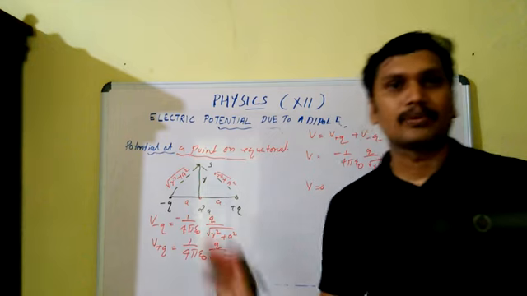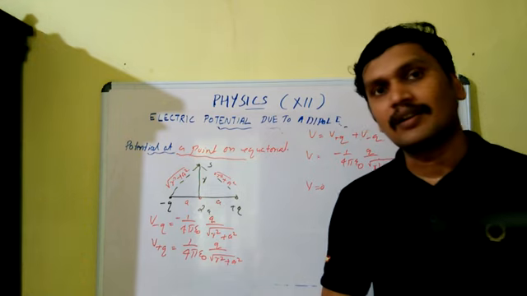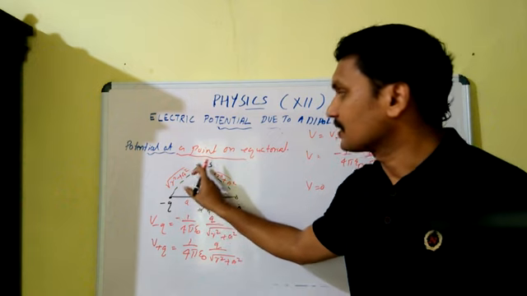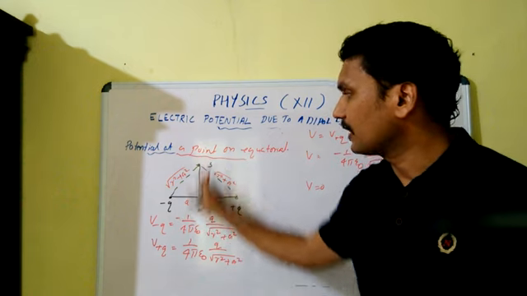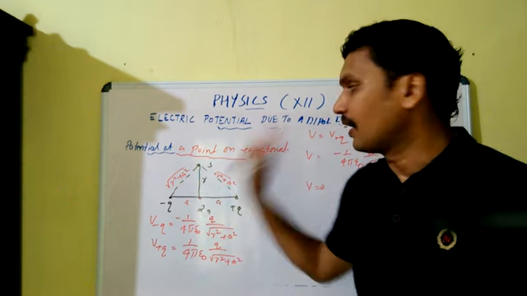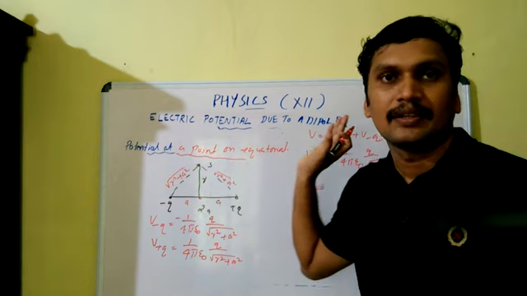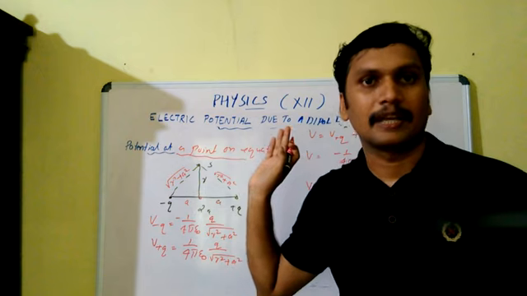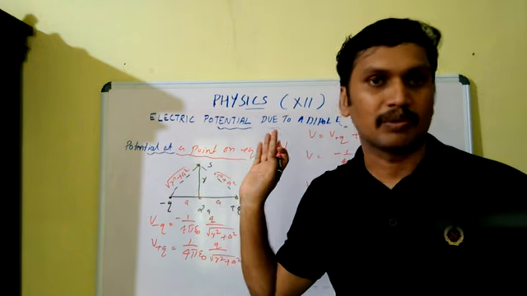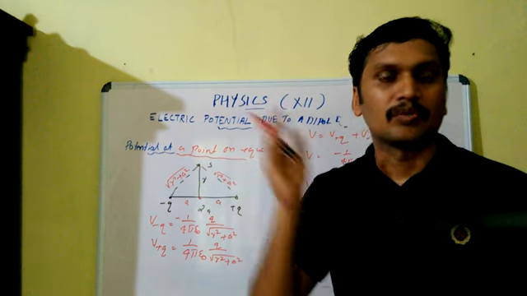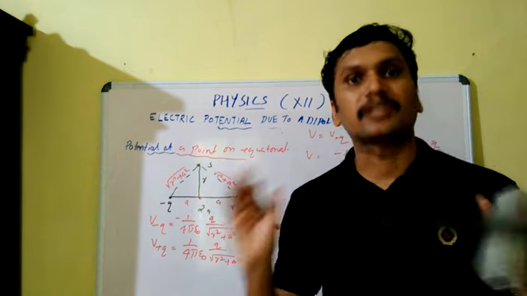So our conclusion is that the potential due to a dipole at any point on its equatorial line will be 0, while it has potential on its axial line. And we saw that the potential due to an electric dipole on its axial line is equal to 1 by 4 pi epsilon 0 p by r square for a very short electric dipole.